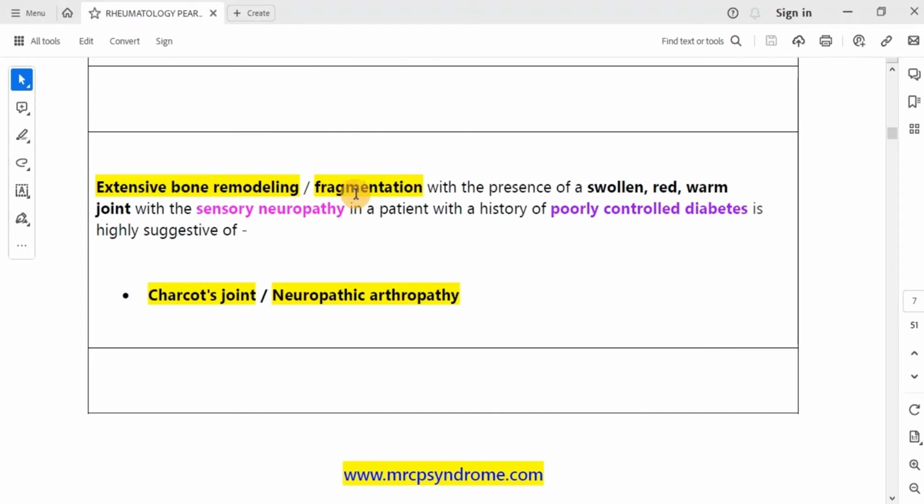Extensive bone remodeling or fragmentation with the presence of a swollen red warm joint with a sensory neuropathy in a patient with history of poorly controlled diabetes is highly suggestive of Charcot's joint or Charcot's neuropathic arthropathy. Usually we'll get the features of sensory neuropathy, but in some cases this may be absent. But this patient will always have the history of diabetes as well as extensive bone remodeling or features of fragmentation. And this may sometimes look like a fracture.